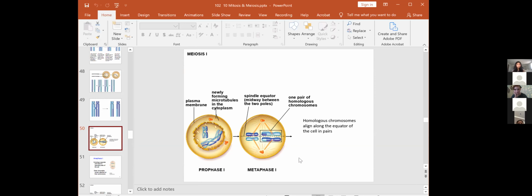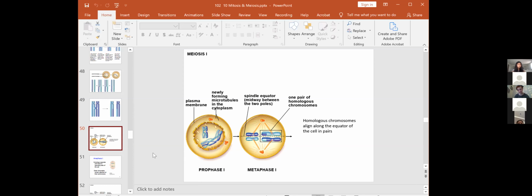Keep in mind that the figures that we're showing here and the figures in your textbook are for a 2n = 4 organism. If this was a human cell, you would have 23 pairs of chromosomes all lined up. So they do that just to keep the figures simple. Now, if those homologous chromosomes synapse, and they did in prophase 1, we get crossing over and recombination, and then they line up in pairs.